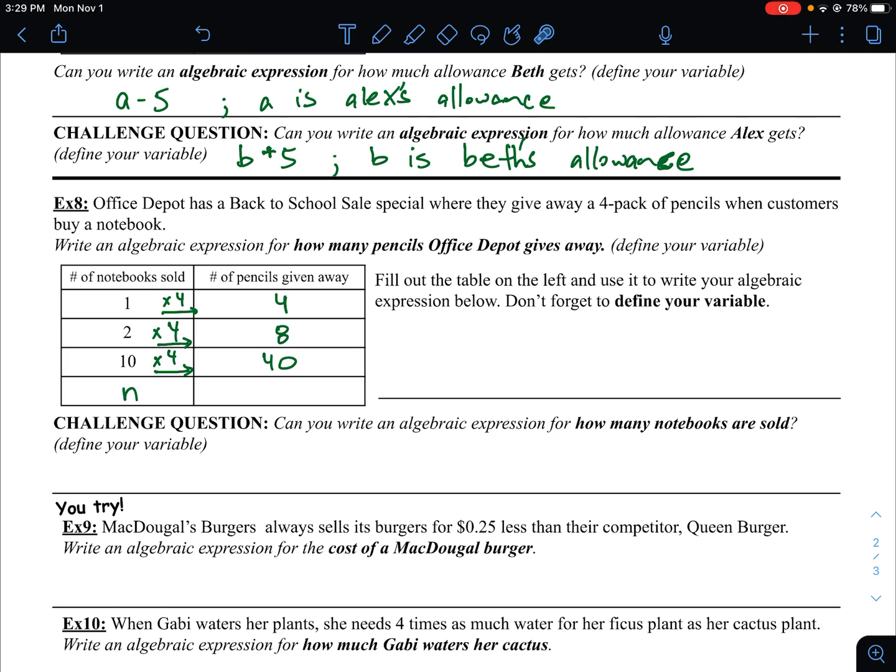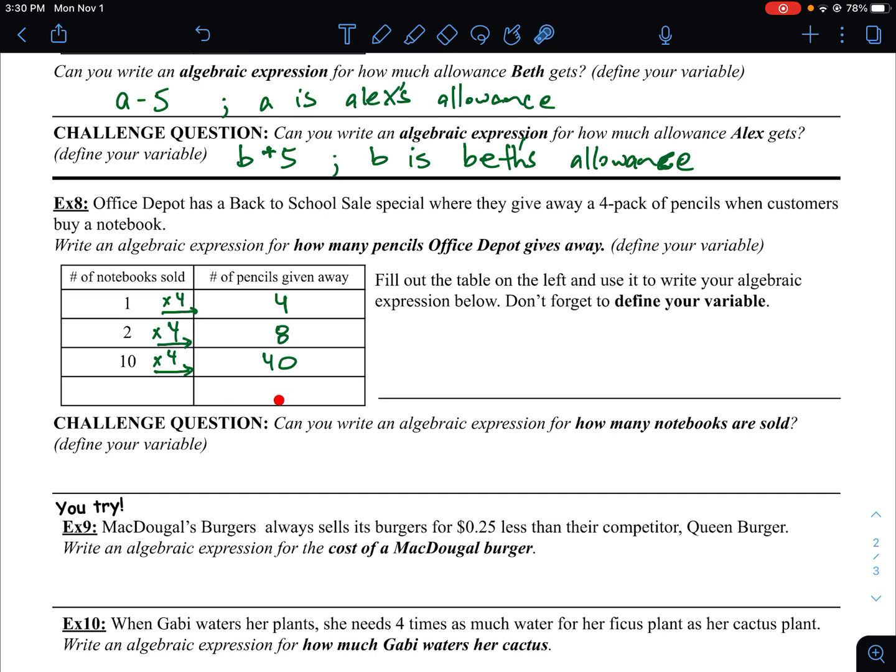Sorry, I just noticed I forgot to do this question. So fill out the table on the left and use it to write your algebraic expression below. Don't forget to define your variable. So we need to write down how many pencils Office Depot gives away. So how many pencils does Office Depot give away?